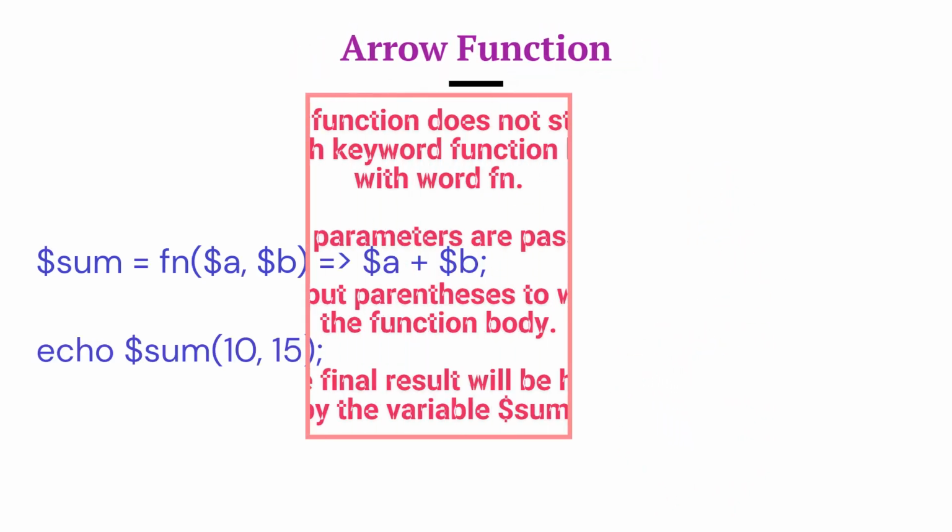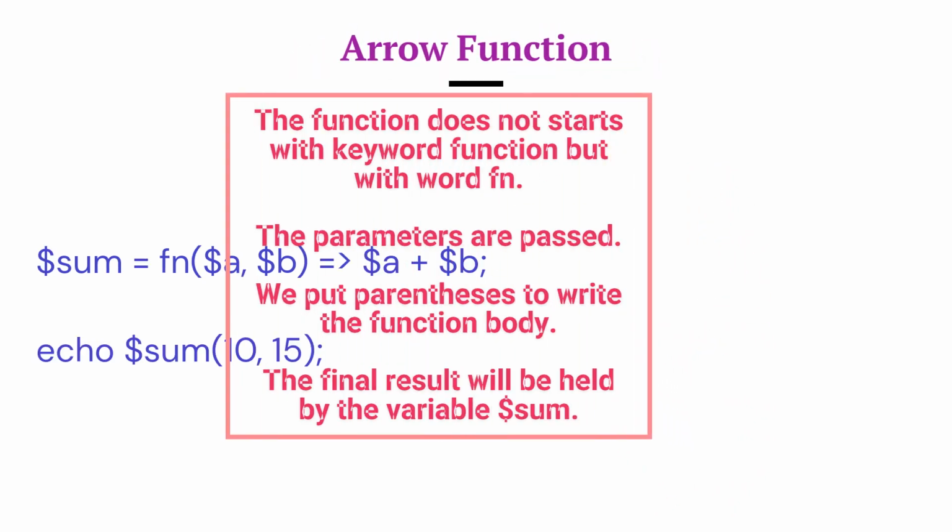The arrow function is an enhanced version of the anonymous function. Here is an example. In this case, the function does not start with the word function but fn. The parameters are passed as it is. Then we put an arrow to write the function body. The final result will be held by a variable $sum.